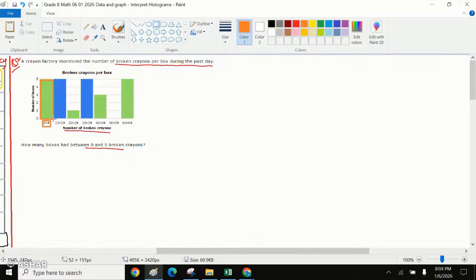And what does this grid represent? What is the maximum value of this grid? 0 to 9, 5, right? So we can say that 5 boxes had between 0 and 9 broken crayons.